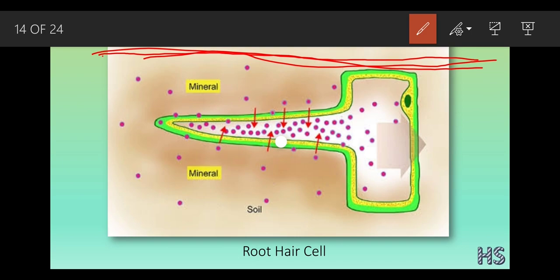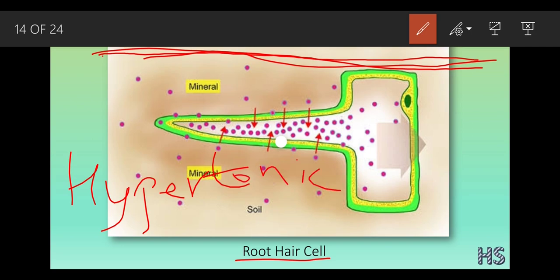If you look inside this root hair cell, there are more minerals inside and a lesser amount of water. So this means this root hair cell is said to be hypertonic in nature. What does hypertonic mean? More amount of solute and less amount of water. Minerals are more inside this, but there is less water.